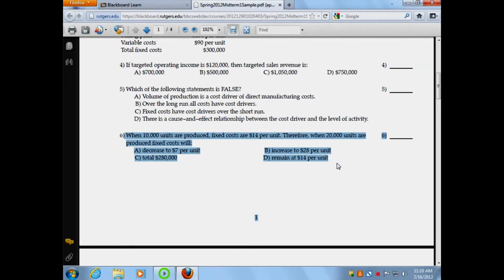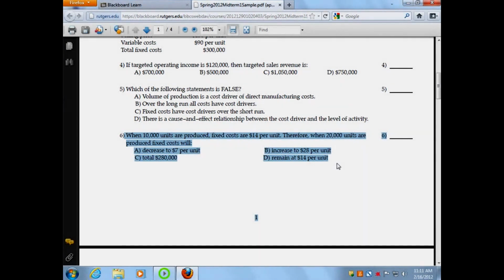You disagree because the fixed cost should be 7 per unit. Why? Because if you say that your fixed costs remain at 14 per unit, what are your total fixed costs then? 14 per unit times 20,000 units, which is 280,000, whereas before your total fixed costs were 140,000. So that's not how a fixed cost should behave.